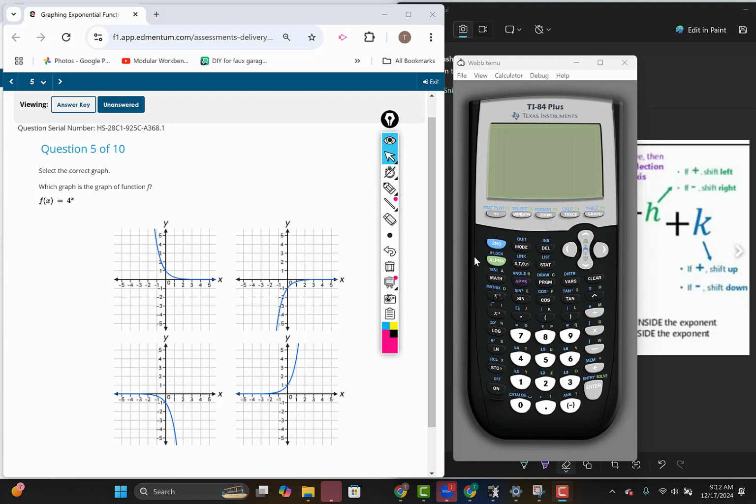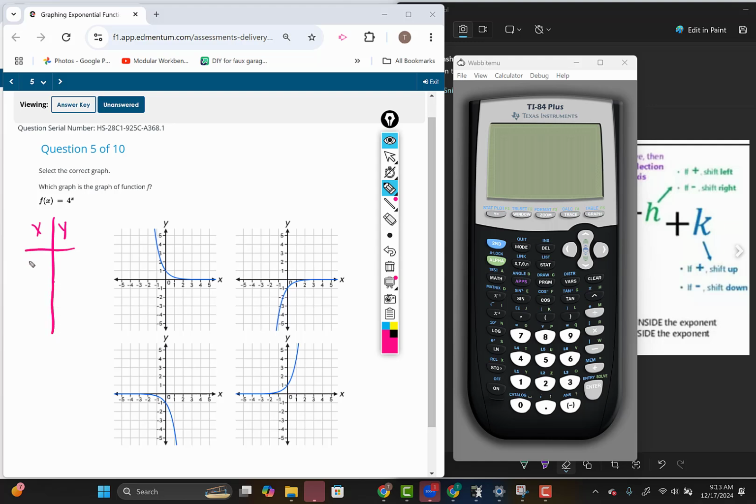Question 5. Which graph is the graph of function f? F of x equals 4 raised to the x power. We could use the graphing calculator to get this answer, but I think it's helpful to make a t-chart to kind of understand this path exactly.